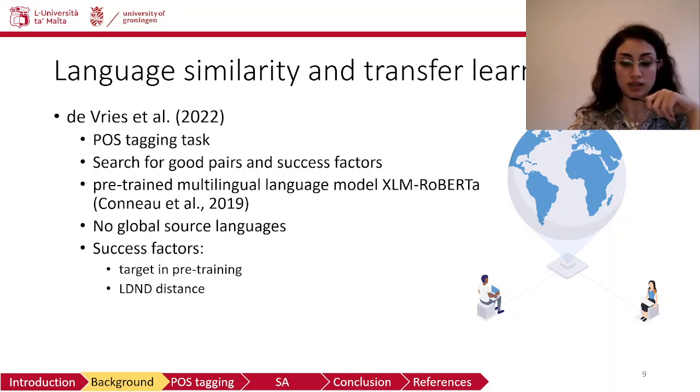They find out that there is no source language that is globally good for all target languages, but they find some success factors. For example, if the target is included in the pre-training of the model, and the second one is the LDND distance measure.